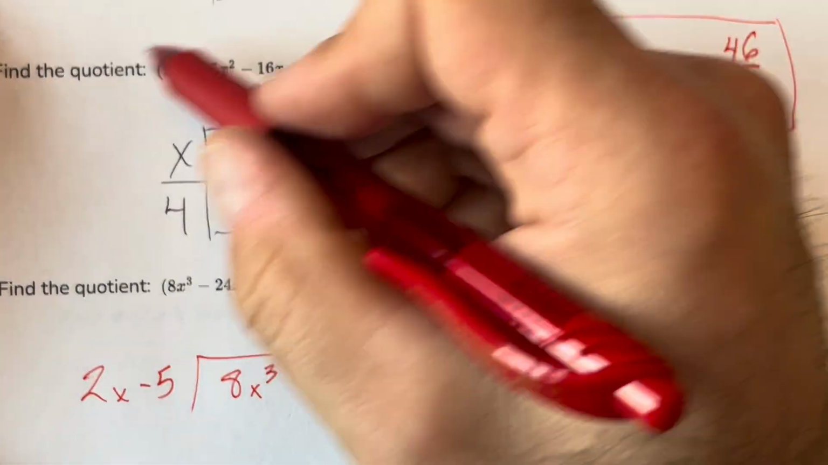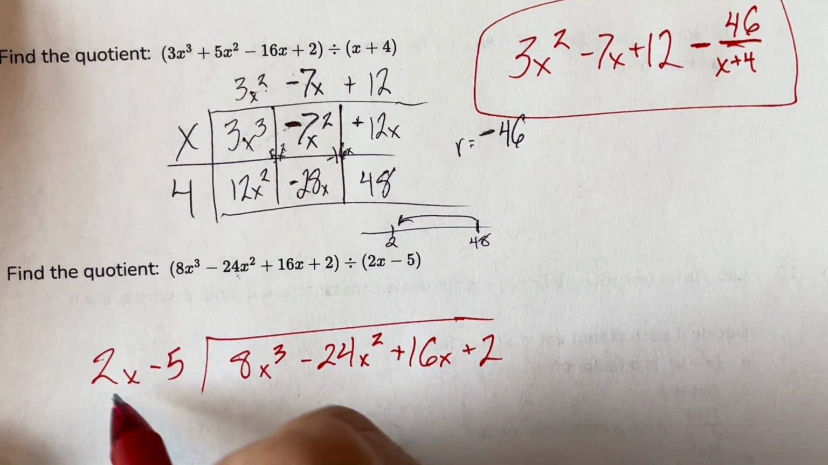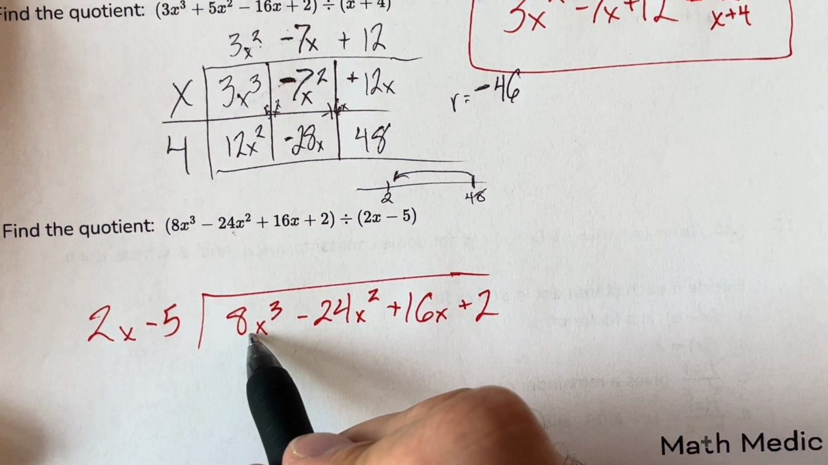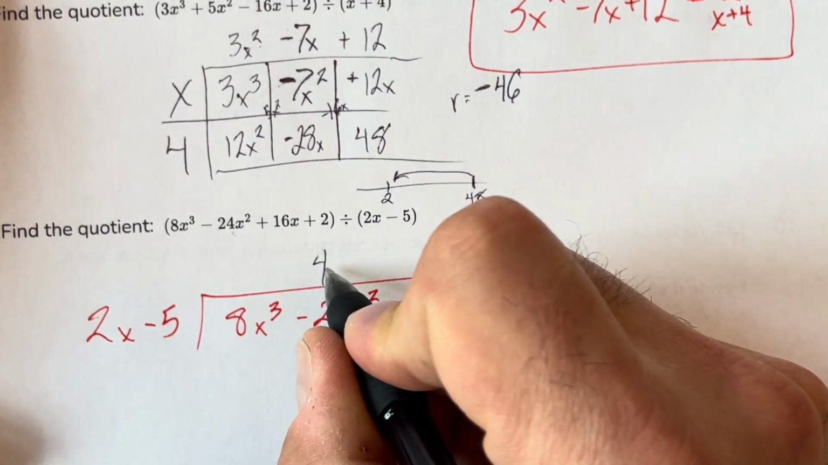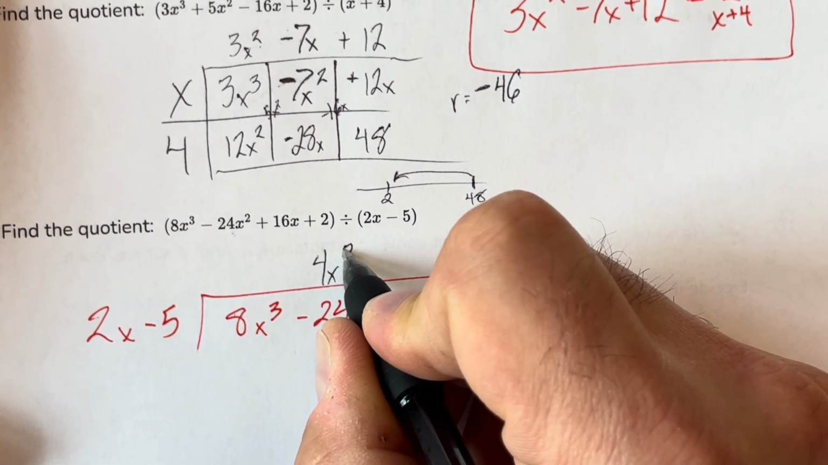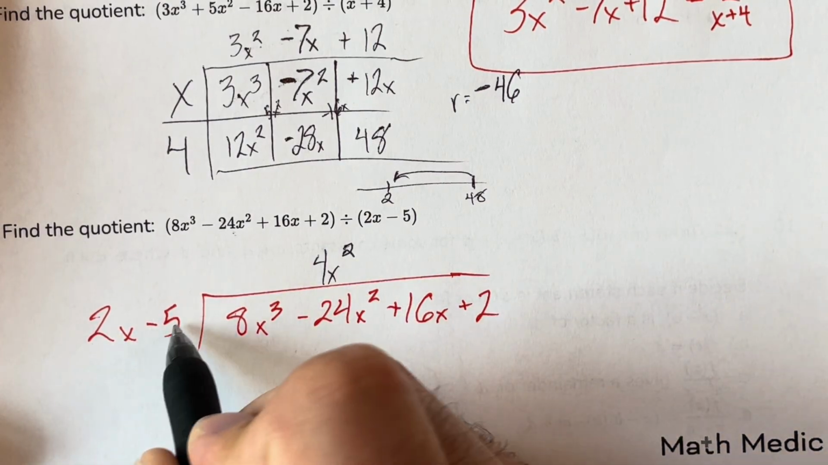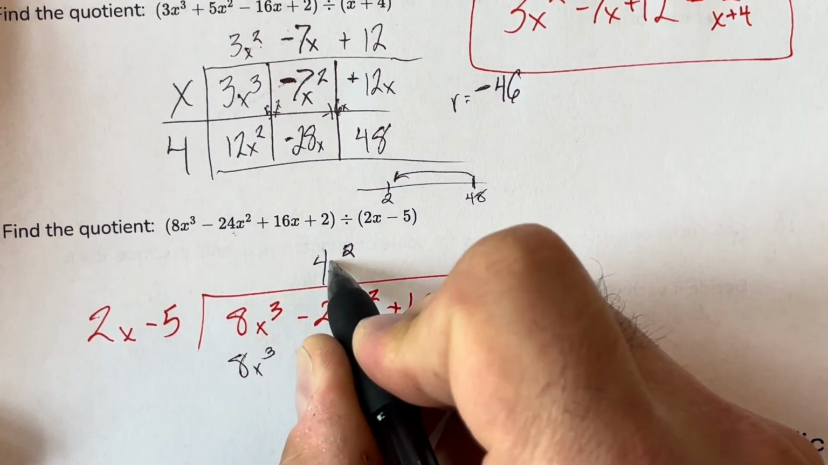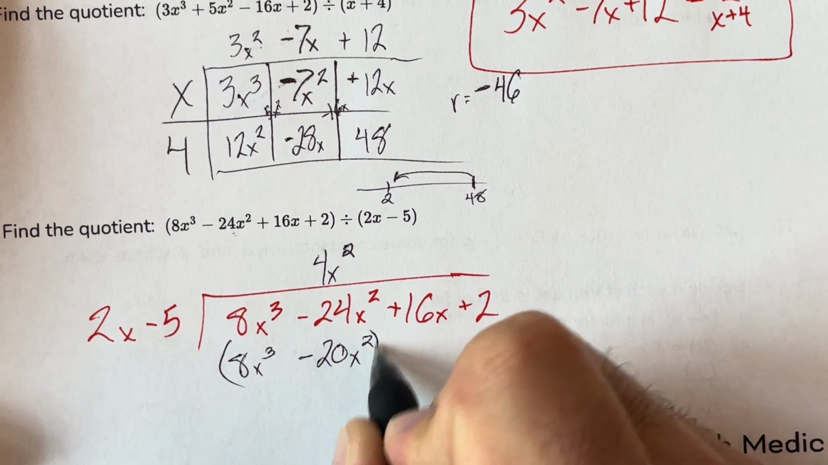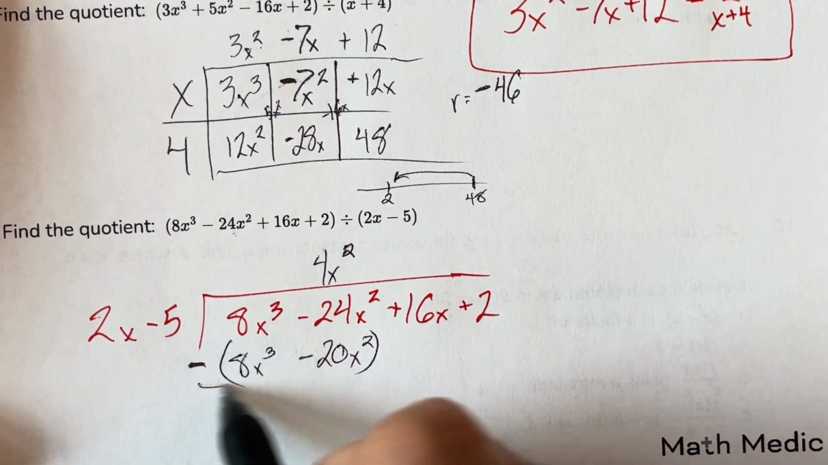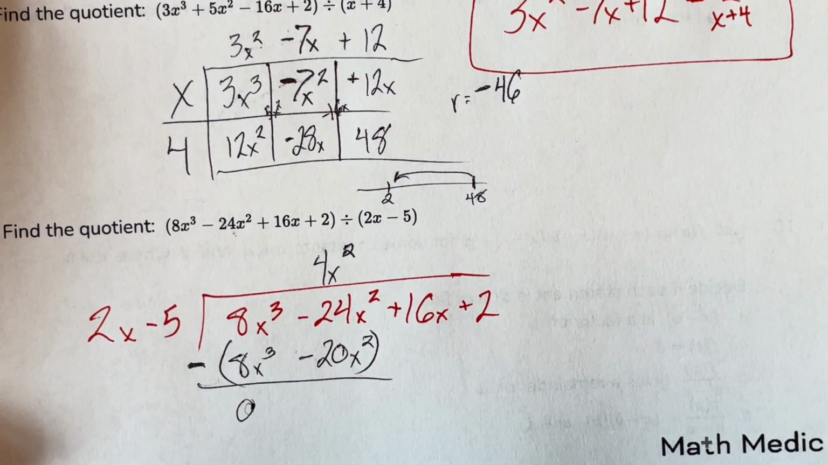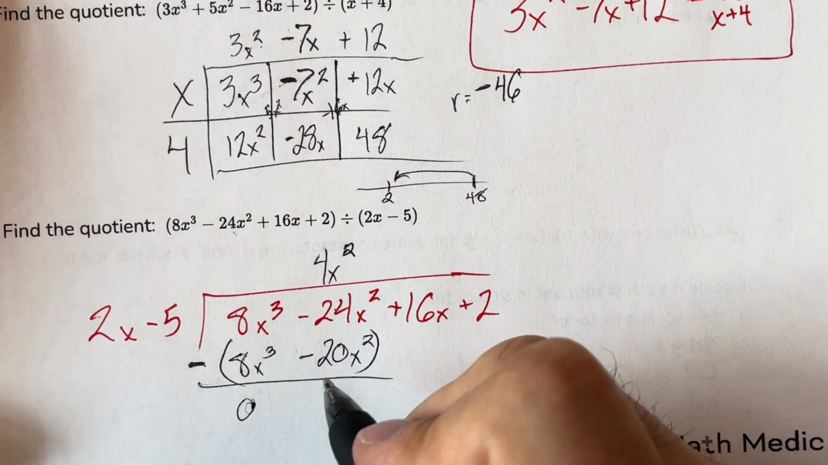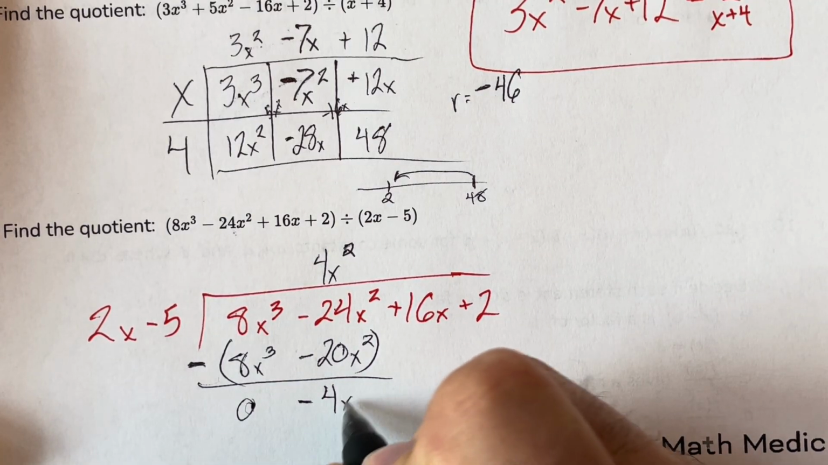Again, you could do an area model, it's probably going to be easier. But let's talk through it. I ask myself, 2x times what would make an 8x cubed? Well, I have to multiply by a 4x to the second power. I multiply that by both of these parts and I get my 8x cubed, and I get a negative 20x squared. I'm subtracting them from this, so that makes our 0. Negative 24 minus a negative 20 is like adding 20, so a negative 4x squared would be left over.